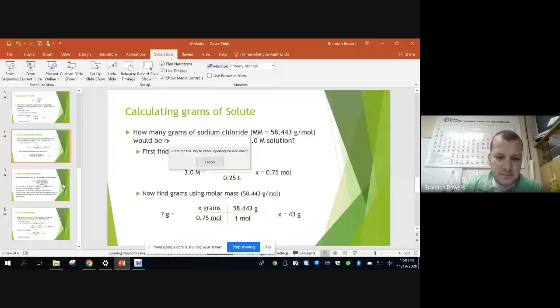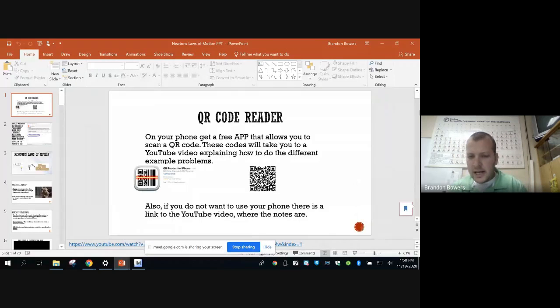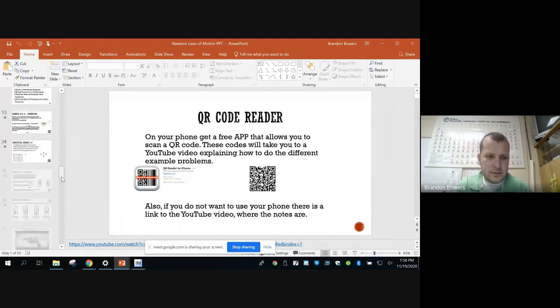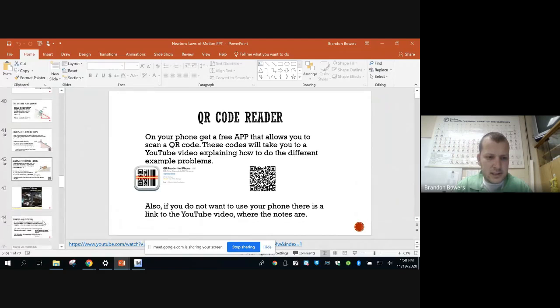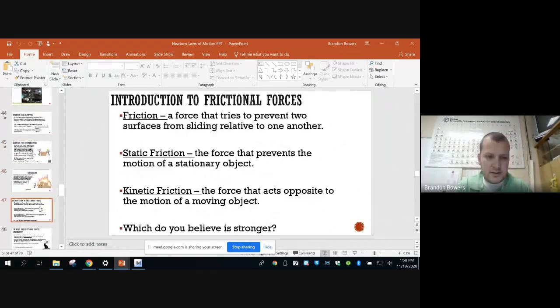If I can find it. Oh, I had the wrong one pulled up. Okay, there we go. All right, so I'm going to present my screen here. And we're going to be talking about friction. Oh, that's my polarity one. There we go. All right, so I am going to go to, let's see, right? No, we did that. Conclusion, friction, here we go. Okay, so friction.